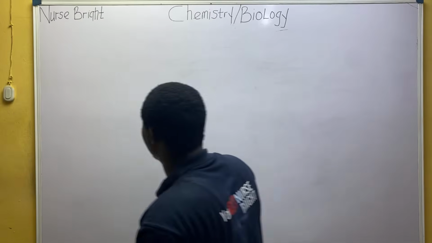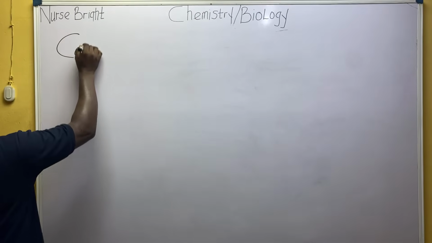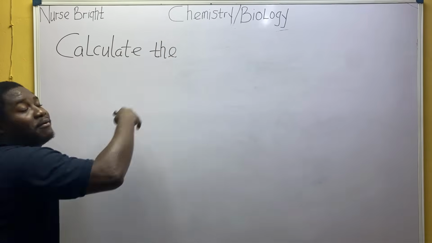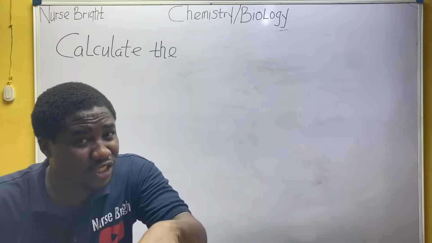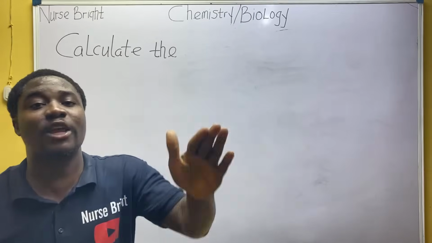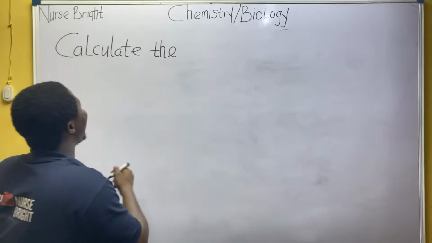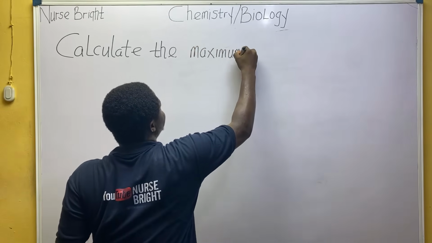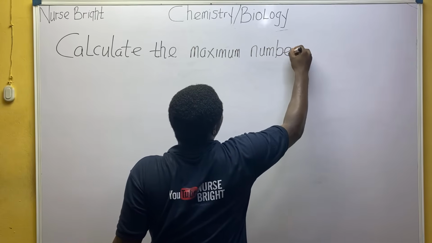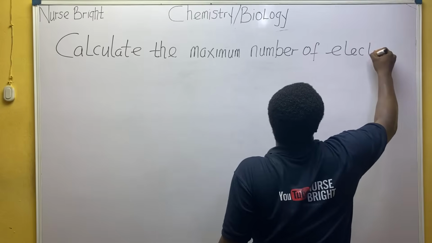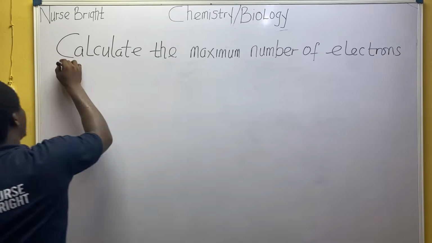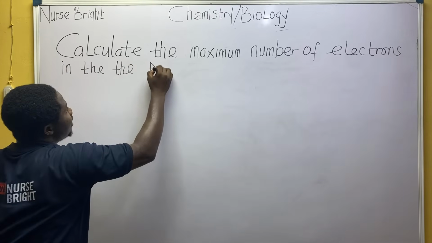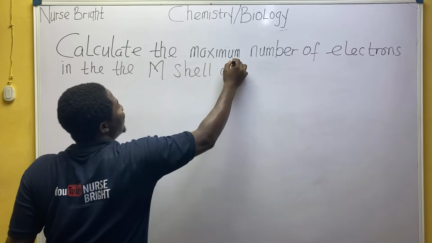Alright, so another one, guys, that is very important, and it says calculate or determine. I know all these questions, in my previous lessons I've stressed on them. I'm still stressing on them because I know they are high yield. Questions on them usually come out like this. Calculate the maximum number of electrons in the M shell of an atom.